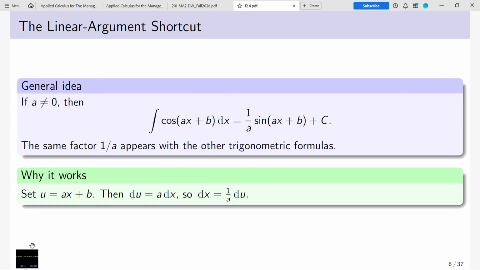When the inner function is linear, divide by its slope. You can still write a full substitution, but the shortcut saves time once the pattern is familiar.